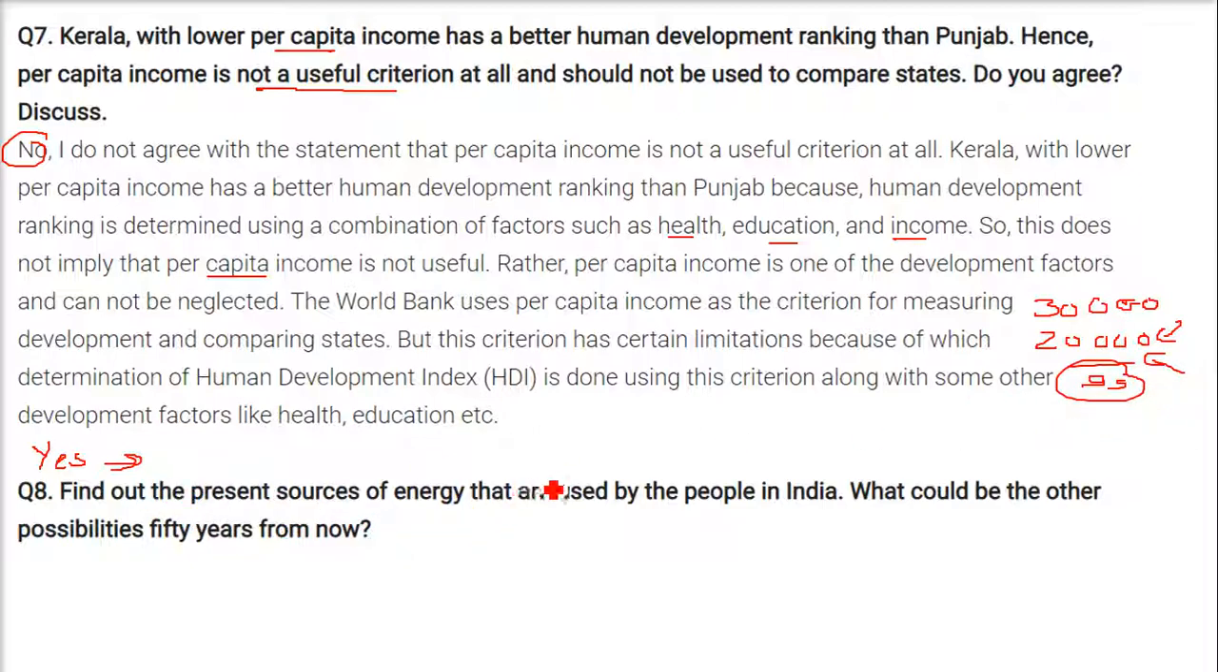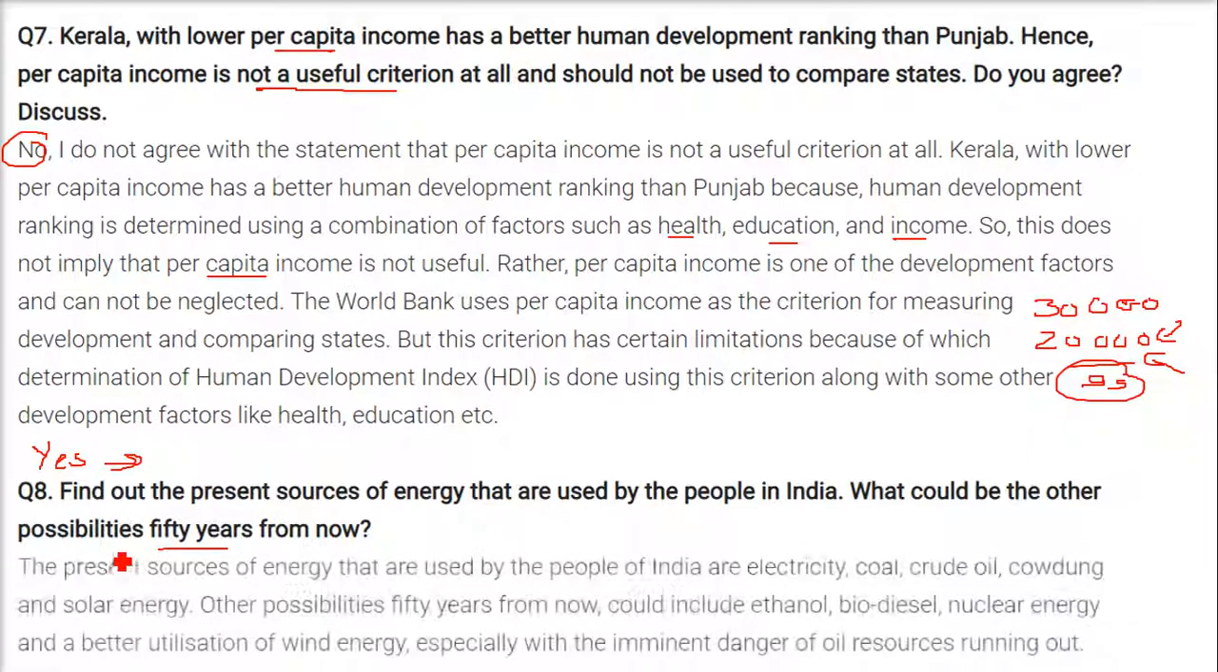Find out the present sources of energy that are used by the people in India. What could be the other possibilities 50 years from now? Because we know that after 50 years, these sources, which we call traditional or conventional sources, are going to finish. The present sources of energy used by people of India are electricity, coal, crude oil, cow dung, and solar energy. Other possibilities after 50 years are needed because the reserves of crude oil and coal will be almost drained or finished.